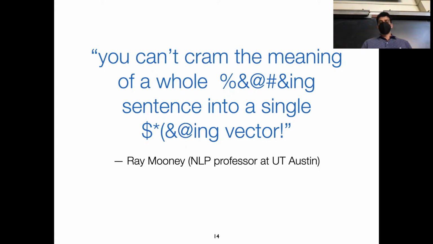So there's this now famous quote by Ray Mooney, who's an NLP professor at UT Austin. You can't cram the meaning of a whole bleeping sentence into a single bleeping vector. This has been repeated many times since. I think it was probably like 2014 or something when this quote was made, and it's still relevant today. And this is just talking about a sentence, right? Now we've moved on from sentences to these huge sequences. It's even more true here.